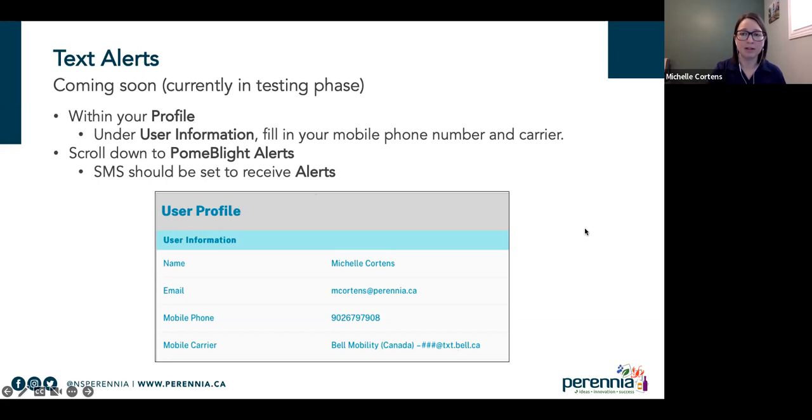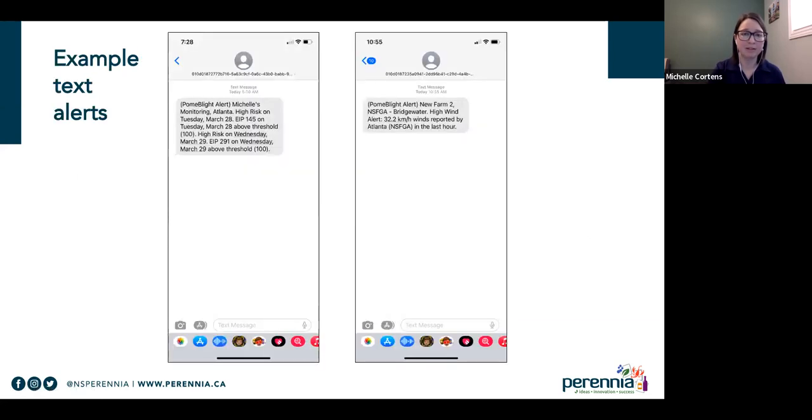And what it would look like is like this. These are some examples of high risk on the specific date, telling me what the EIP level is, for the current date and the next date. And also an example of a wind alert sent by text.